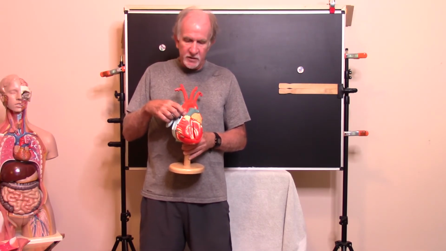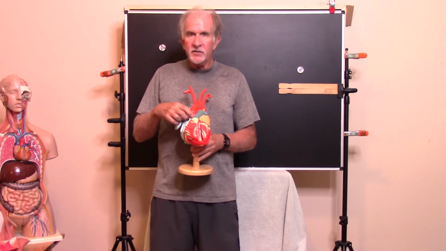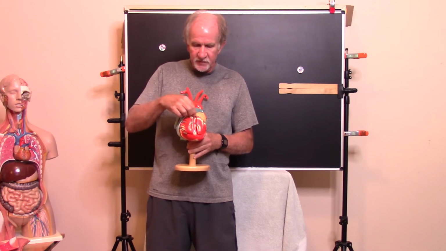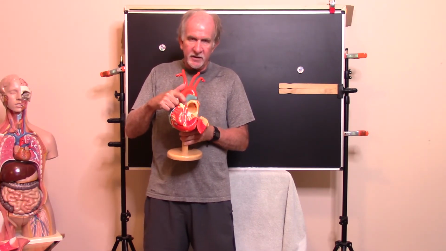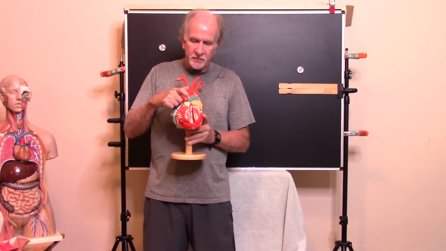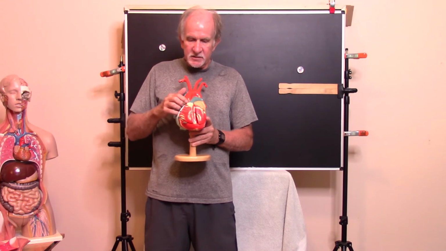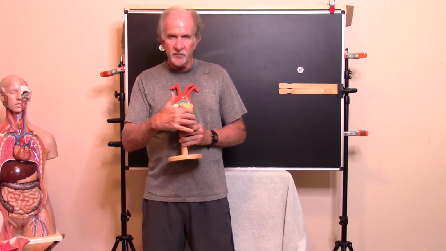So the left coronary artery arises here at the base of the aorta, then goes behind the pulmonary trunk, and we see just about a 1/4 inch of it right there. And that's where the left coronary artery splits into an interventricular artery and the circumflex artery.